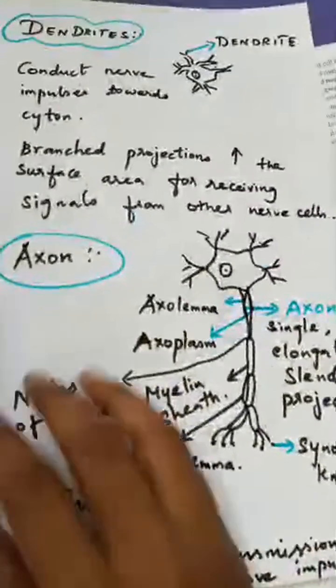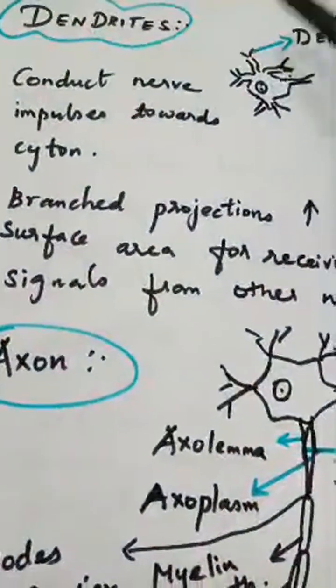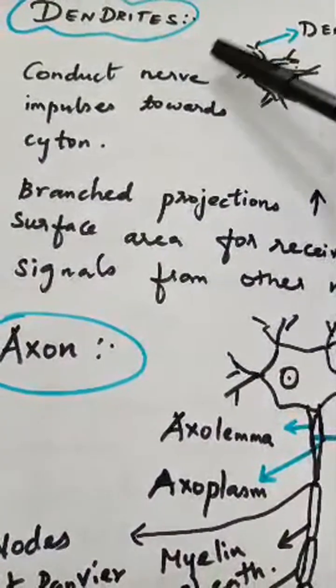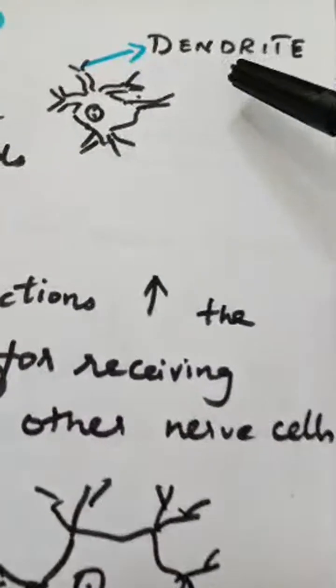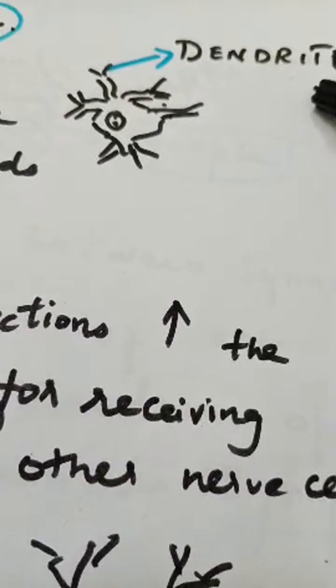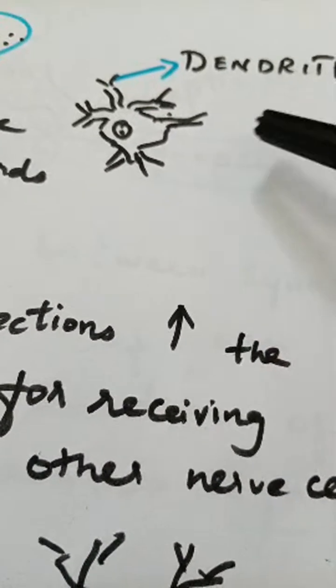And next we are going to concentrate on the dendrites. So what are the dendrites? What will they do? The dendrites conduct the nerve impulses towards the cyton. As I told you, look at this picture. So this is the nerve cell. I have given only a rough diagram.